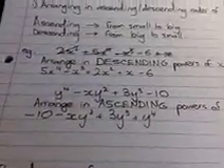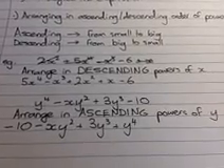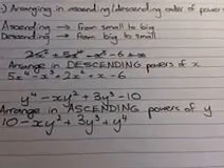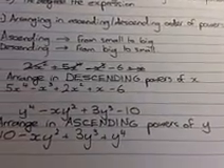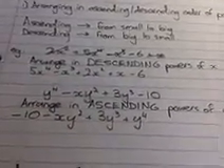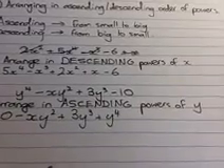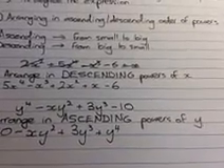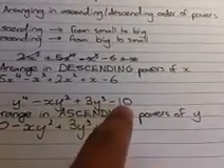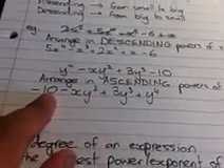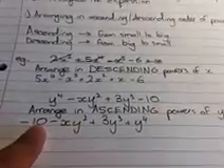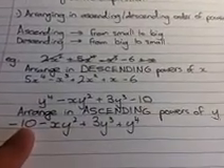Y to the 4 minus xy squared plus 3y to the 3 minus 10. Arrange in ascending powers of y. So here I'm looking only at the powers of y. Ascending goes from smallest to biggest. So that's why the negative 10 moves first, because there is no y. So there is no power of y. So by default, it's the smallest.